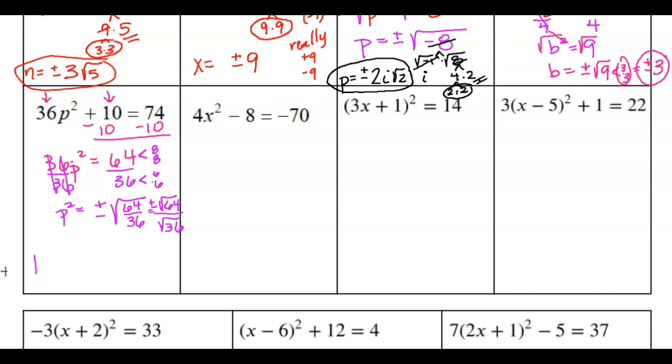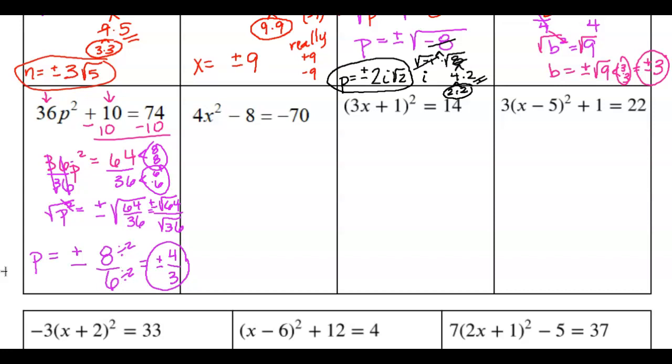So p equals plus and minus. Well, the square root of 64 is 8, because those are doubles, and the square root of 36 is 6. And there's no singles, so it's just 8 over 6. And then these both reduce, divide by 2. So we get plus and minus 4 over 3. Okay? That was, I would say, a medium level of difficulty. That was pretty long.